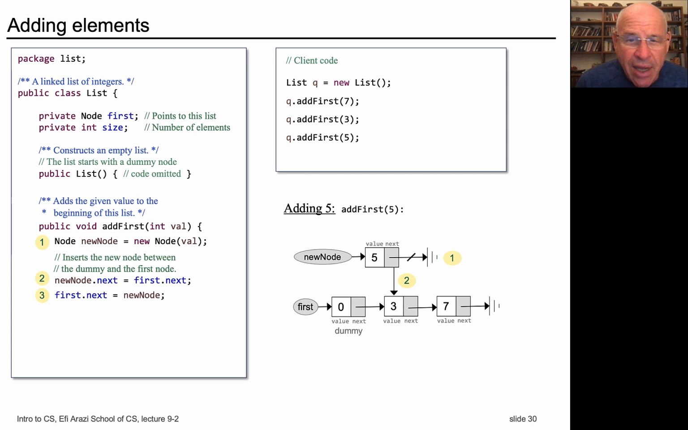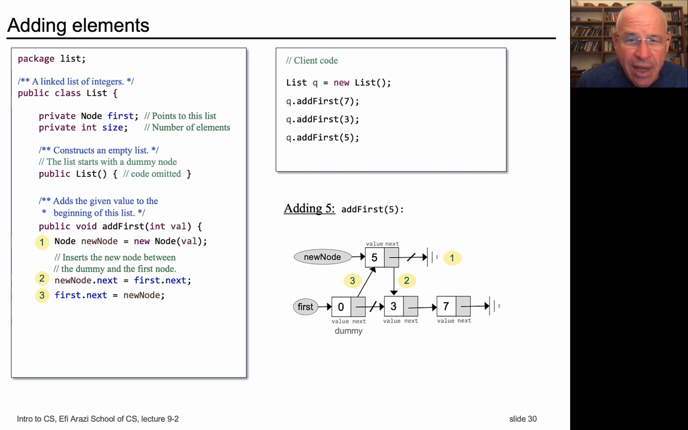I overrode it. Okay. Now the next statement says first dot next equals new node, right? What is new node? New node is the address of 5. So I take the tail of the dummy and I set it to 5.